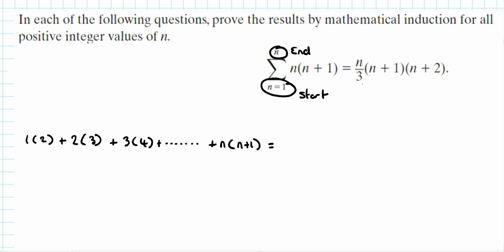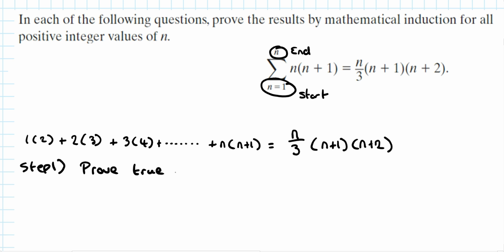And this equals what is over here: n over 3, n plus 1, n plus 2. So we want to prove this using proof by induction. Again, we're quickly doing step 1: prove true for the smallest allowable n. So in this case, that would be n is 1.